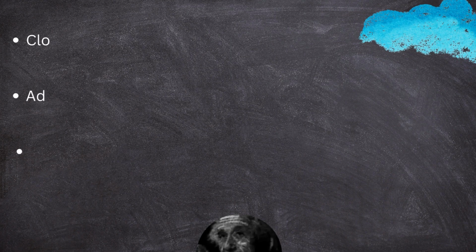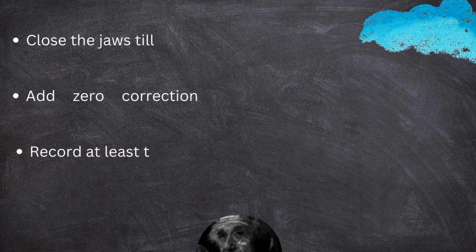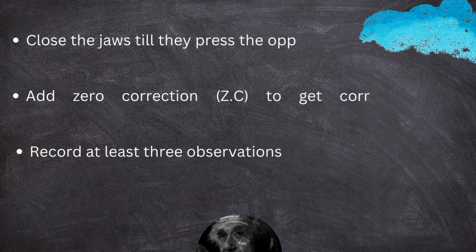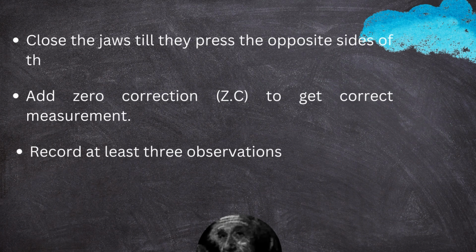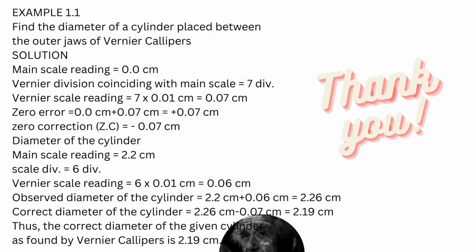Precautions. When we talk about precautions, first, close the jaws until they press the opposite sides of the object gently. Second, add zero correction to get the correct measurement. Third, record at least 3 observations to get the correct measurement.